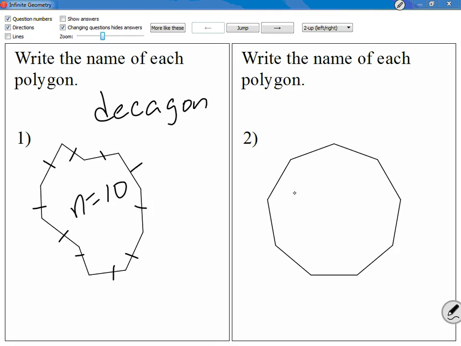Looking at question number 2, let me count the sides. There's 1, 2, 3, 4, 5, 6, 7, 8, 9. So I'm going to say n equals 9 for 9 sides. How do we call something with 9 sides?